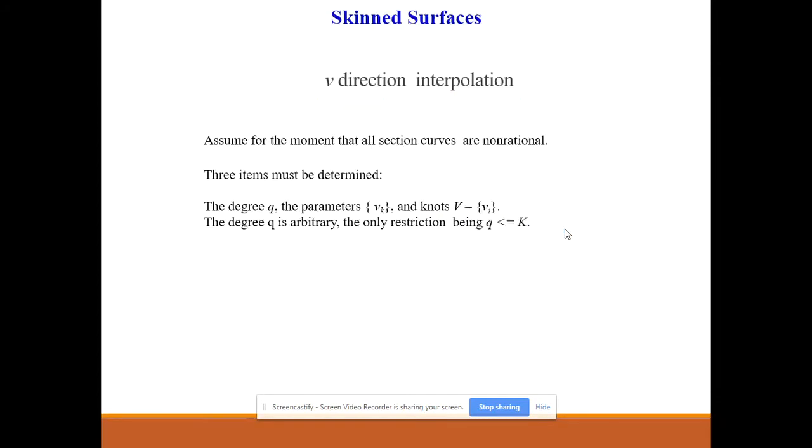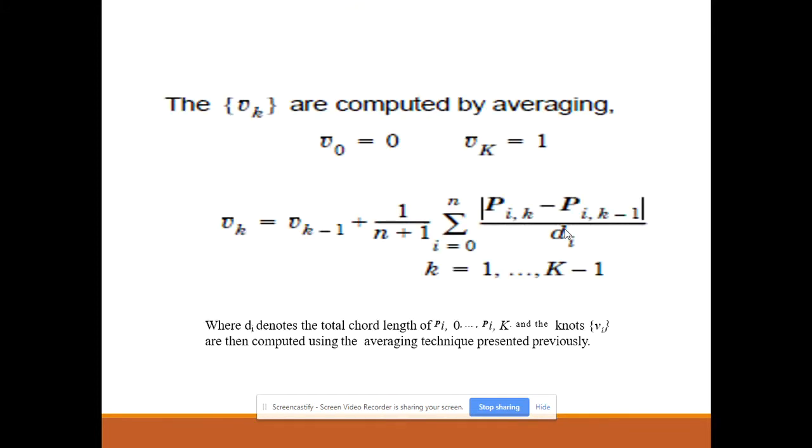V-direction interpolation. Assume for a moment that all section curves are non-rational. The problems with other curves are dealt with in the next slides. So three items must be determined here: the degree q, the parameter vk, and the knots v equal to vi. The only restriction here is that q should always be less than or equal to capital K, and the degree q is arbitrary. The vk is calculated by the following averaging technique.